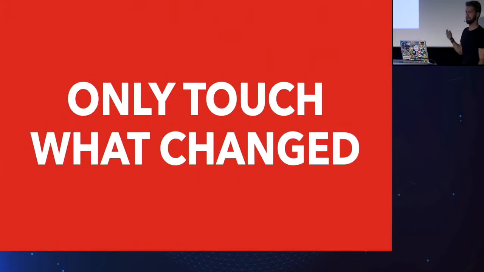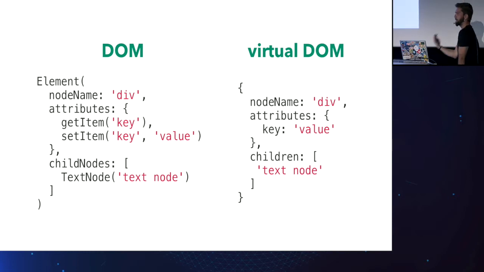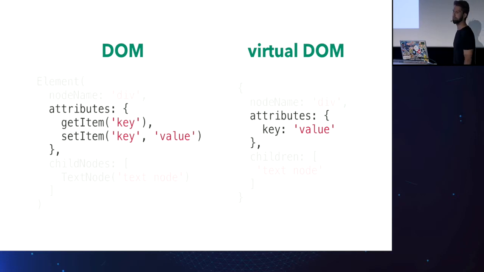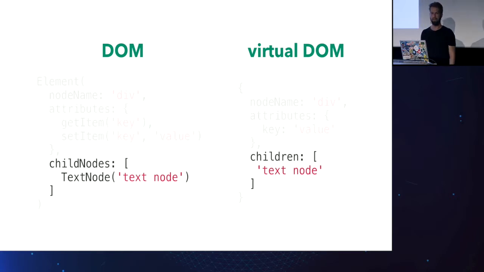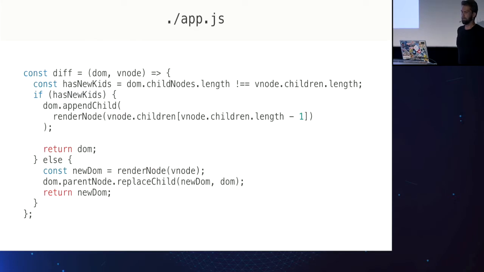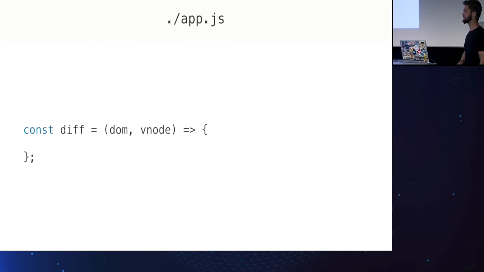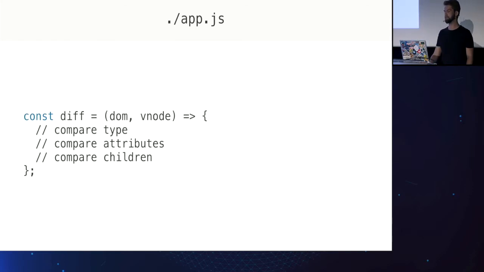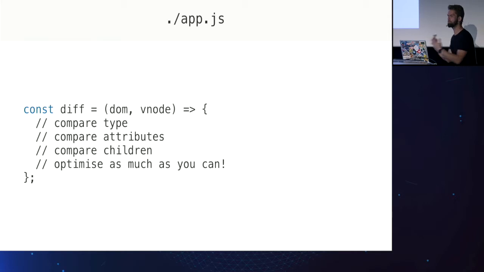So the idea is that you should only touch what's changed. So we have DOM nodes and virtual nodes, and the way you would structure your diffing algorithm is that you would go over node names. Is it a div and now a span? Well, then we probably have to do a lot of work here. If it's the same element, maybe not. Are the attributes the same? And what about children? And then recursively diff your way out of that. So this would include a lot of logic: the type comparison, the attribute comparison, and the children. And then you would optimize as much as you can out of that.